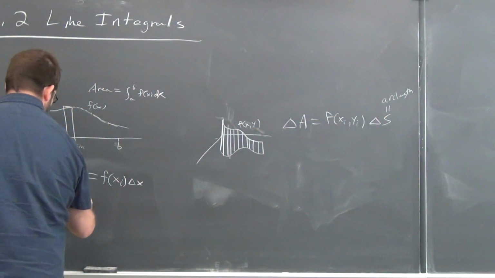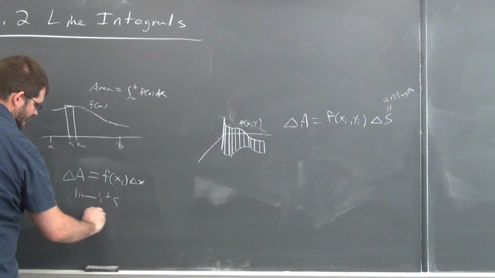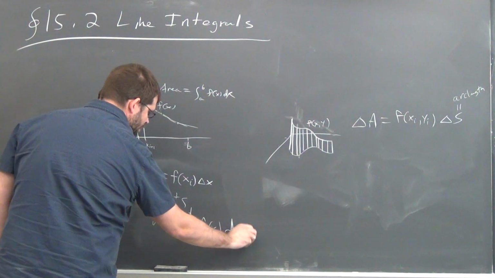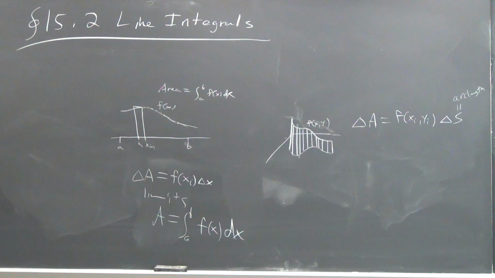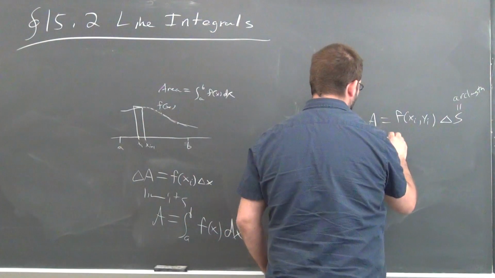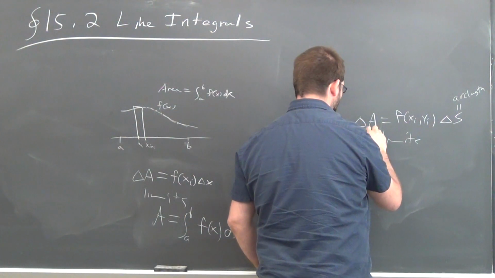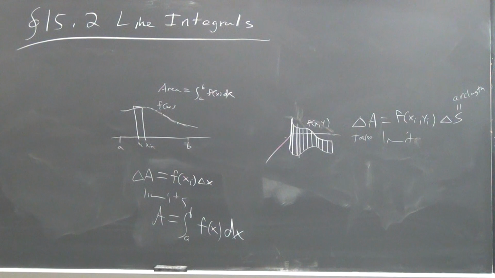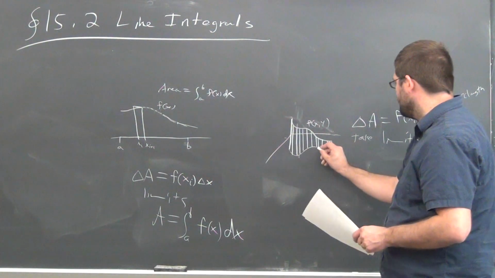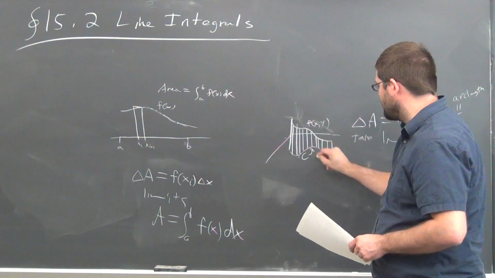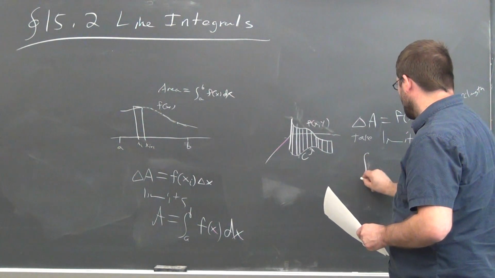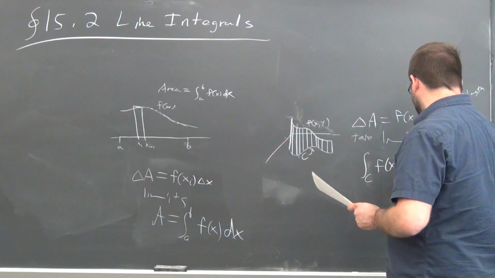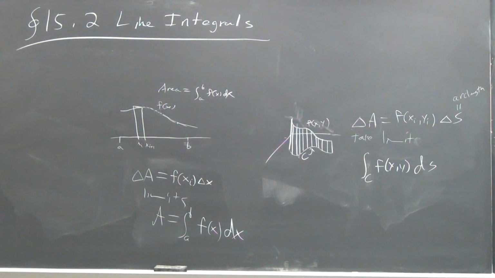But the point is, then you take limits, and this area turns into an integral of your function. Take a limit here, and this becomes what we call the line integral. Let's call this curve C. We'll call this thing the integral along C of f of xy ds.